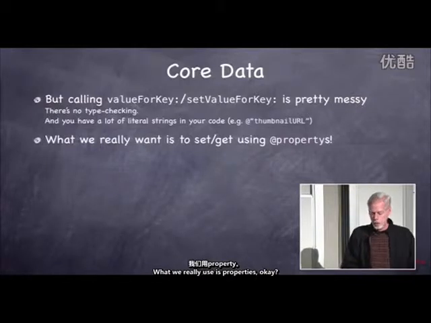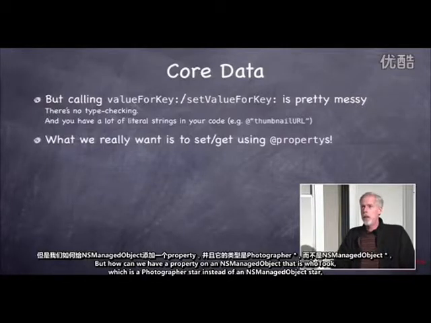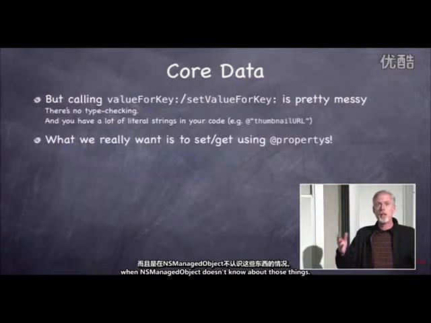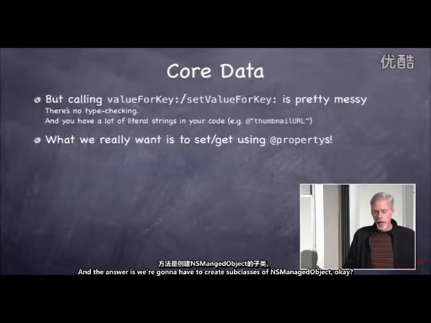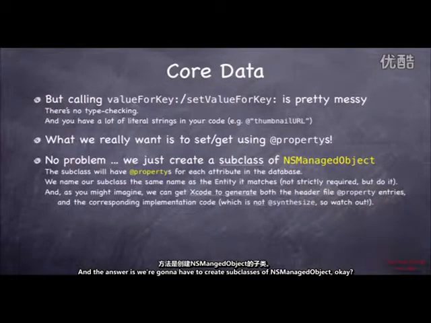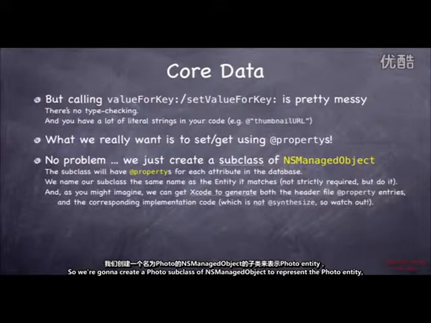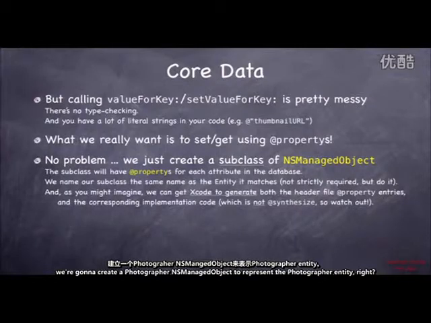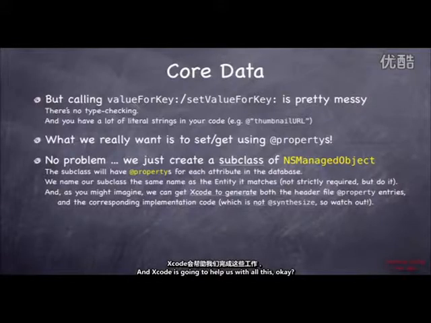What we really use is properties. But how can we have a property on an NSManagedObject that is whoTook, which is a Photographer *, instead of an NSManagedObject *, when NSManagedObject doesn't know about those things? The answer is we're going to have to create subclasses of NSManagedObject. We're going to create a Photo subclass of NSManagedObject to represent the Photo entity. We're going to create a Photographer NSManagedObject to represent the Photographer entity. Simple as that. And Xcode is going to help us with all this. It's going to do all that generation for us by magic.